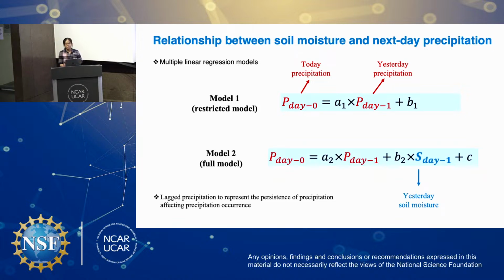And the second model is called the full model. Basically it's the same as the first one, but we're adding the information of soil moisture into it. So the difference between these two models will tell us about the impact of soil moisture on precipitation.